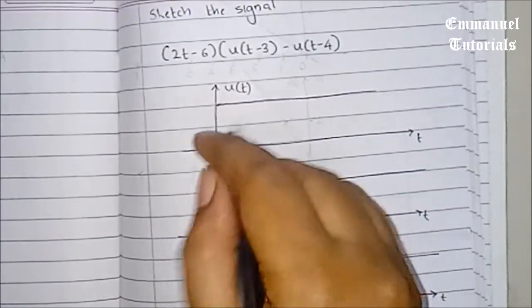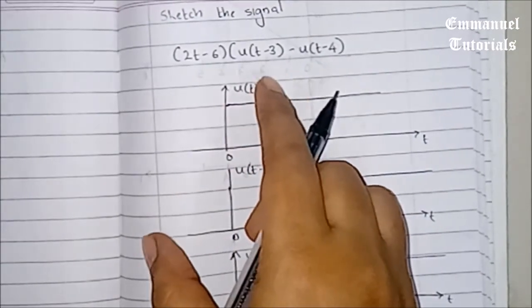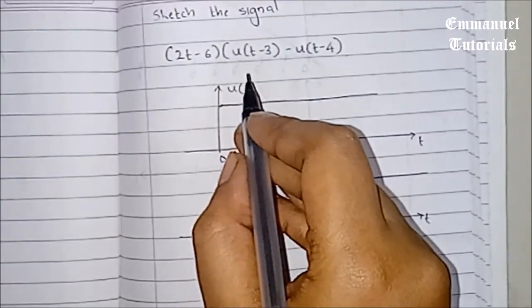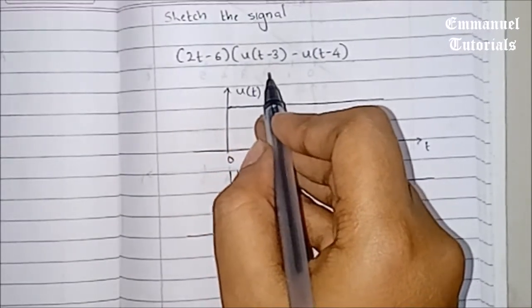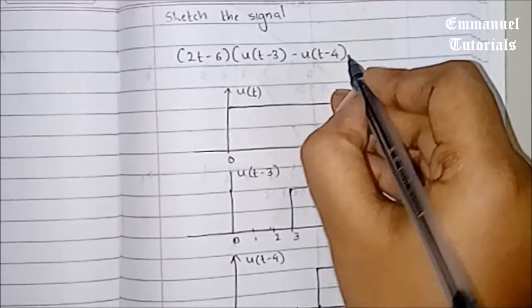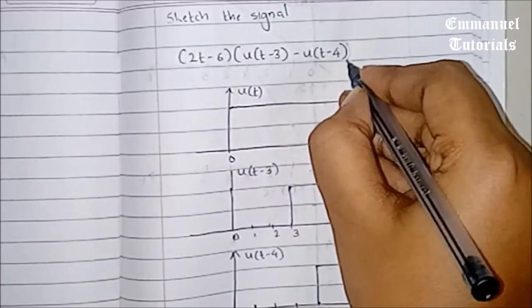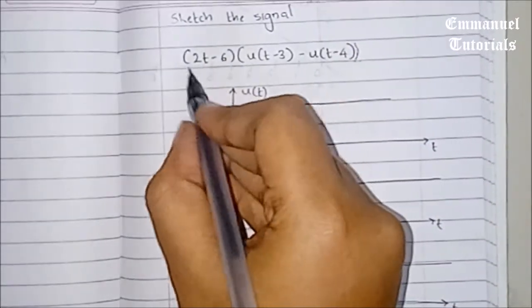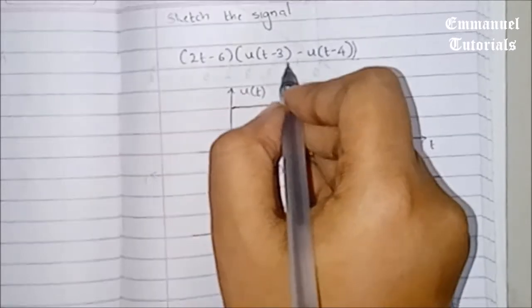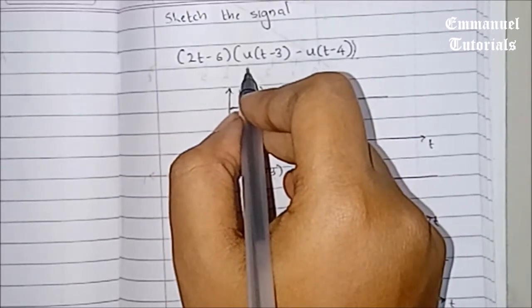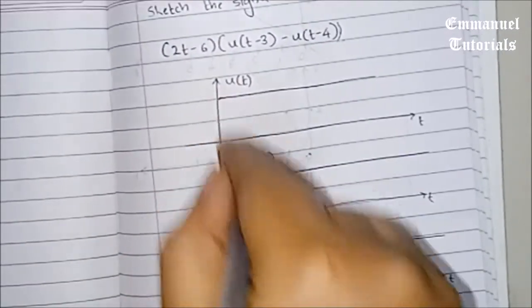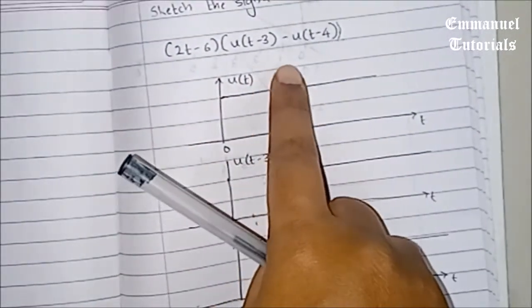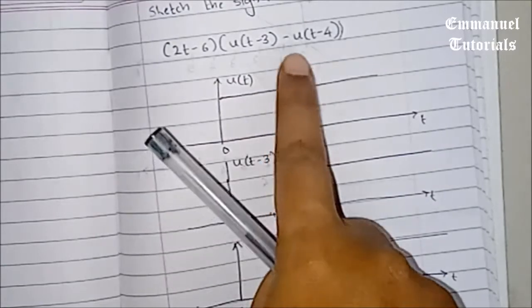Let's start. The question is from Signals and Systems. Sketching the signal 2t minus 6 multiplied by u of t minus 3 minus u of t minus 4. Either you can find the first part and then the second part and multiply both signals, or the second and then the first and then multiply both. But we have chosen the second part because that will be easier.